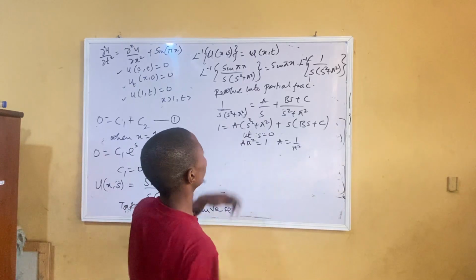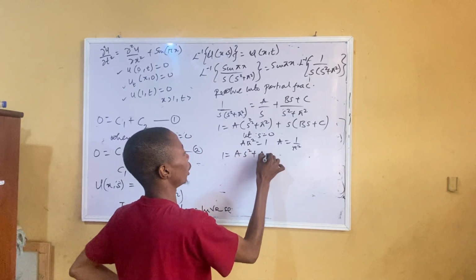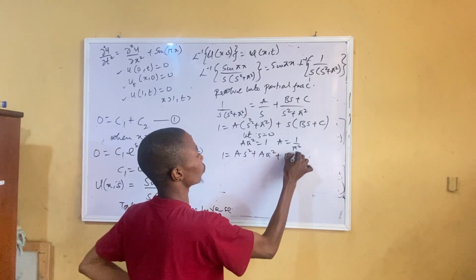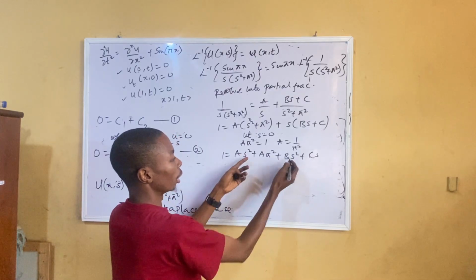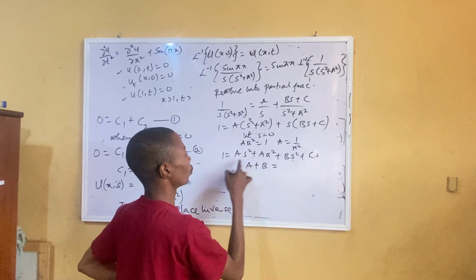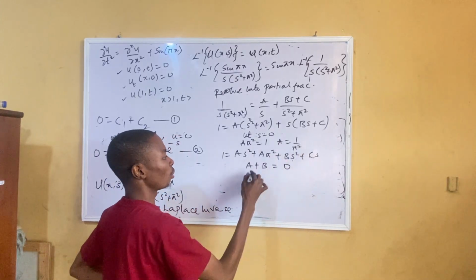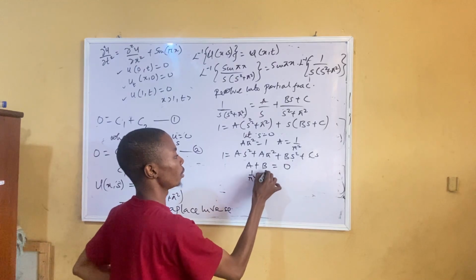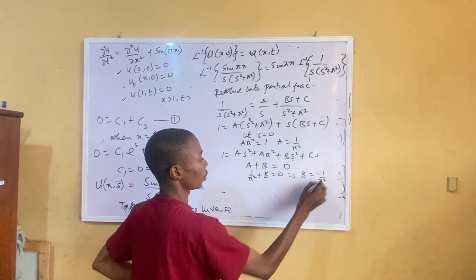You expand this partial fraction. So 1 equals As squared plus A pi squared plus Bs squared plus Cs. Then you equate the s squared part: A plus B equals, this one does not have s squared, you remember now, equals 0. And A is 1 over pi squared. So 1 over pi squared plus B equals 0, which implies that B equals minus 1 over pi squared.